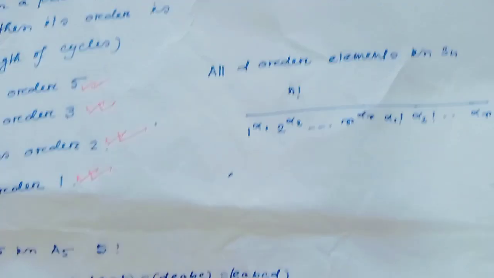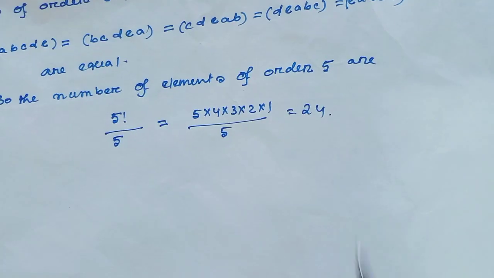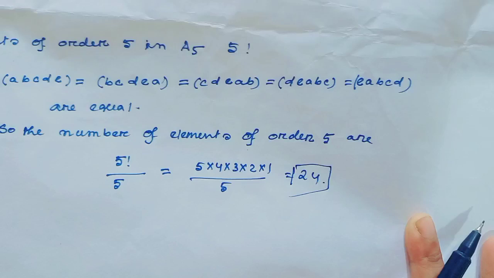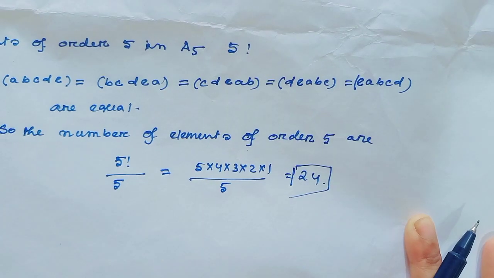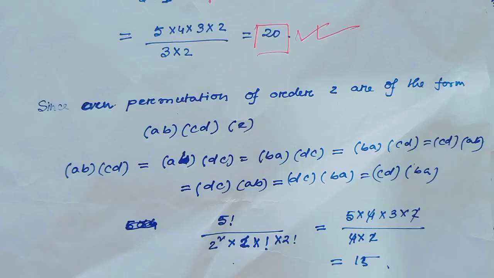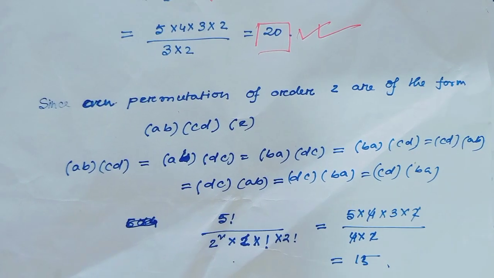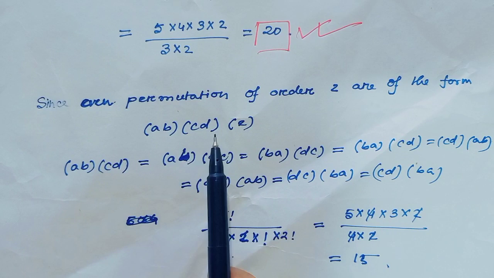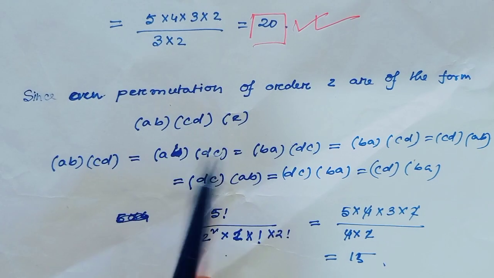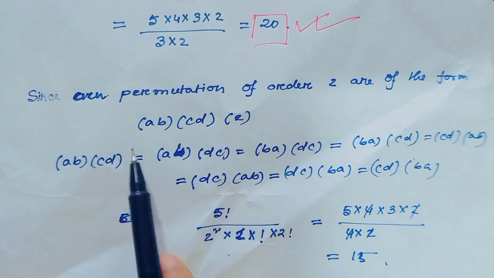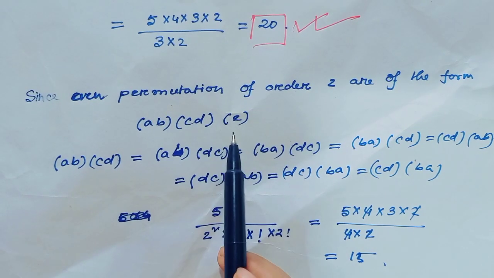By this formula we can tell, and this is actually 24. So, the number of elements of order 5 in A5 is 24. Even permutations of order 2 are of the form (a b)(c d).